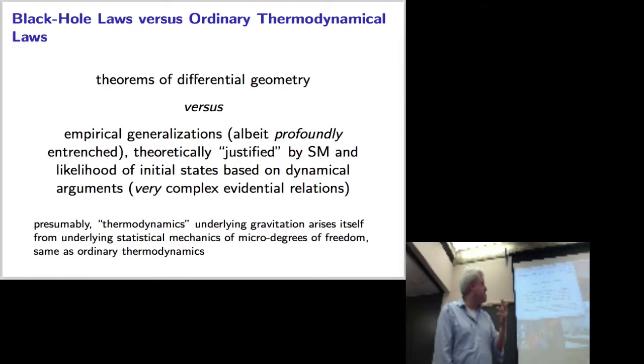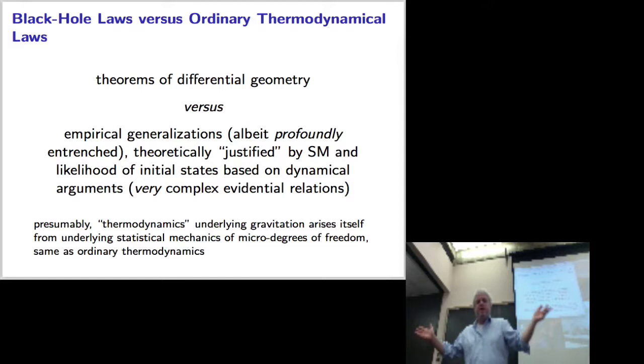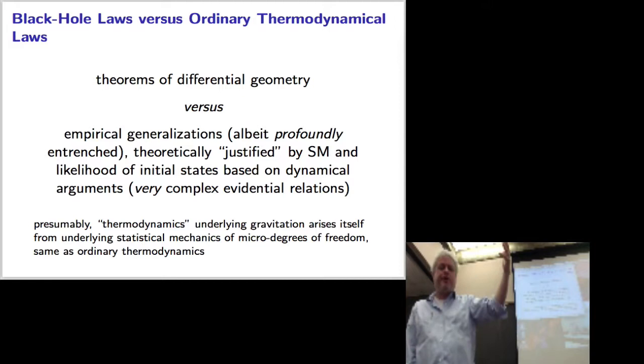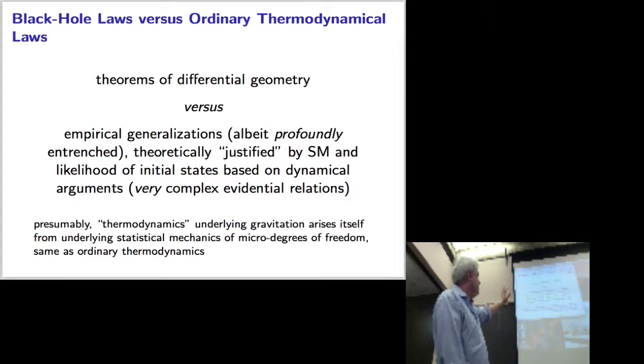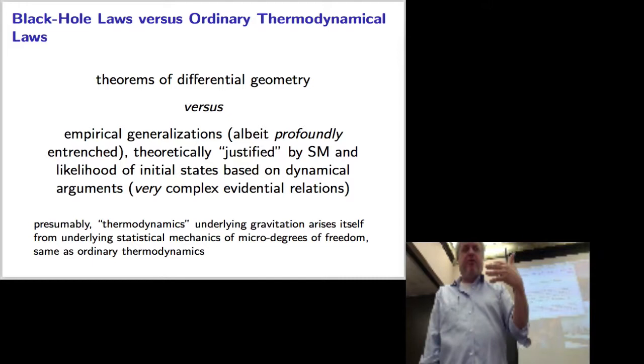Ordinary thermodynamical laws, however, are just empirical generalizations, albeit profoundly entrenched. They're theoretically "justified," perhaps, by the statistical mechanics of the underlying microdegrees of freedom, and with perhaps some stipulations about likelihood of initial states based on dynamical arguments. You guys know the story. There are extremely complex evidential relations between the statistical mechanics and the thermodynamics that's supposed to emerge from it. That's why I put justify in quotes, because I think the evidential relations between stat mech and thermo are much more complex than philosophers tend to recognize or include in their analyses of these reduction and emergence arguments. That's a very interesting topic by itself, but no time to go into it.